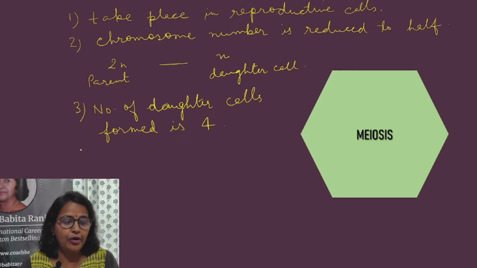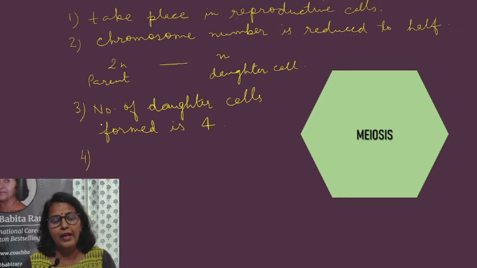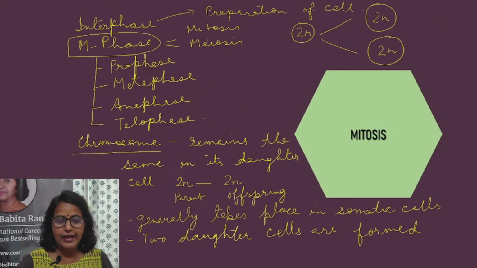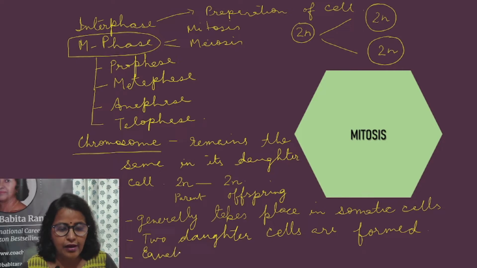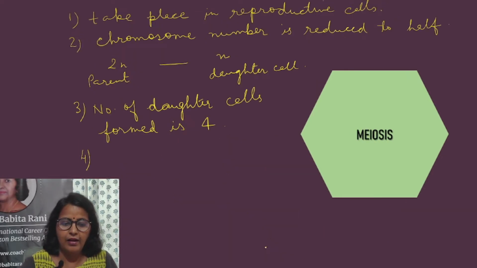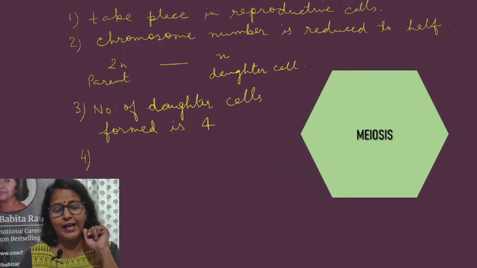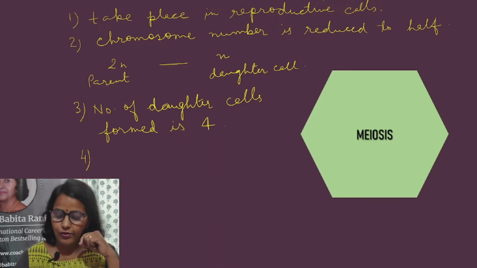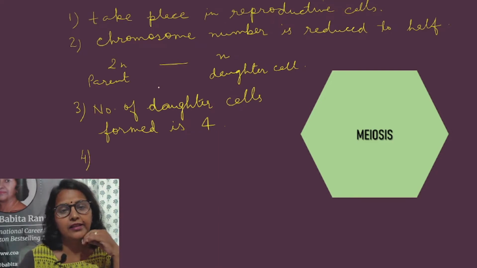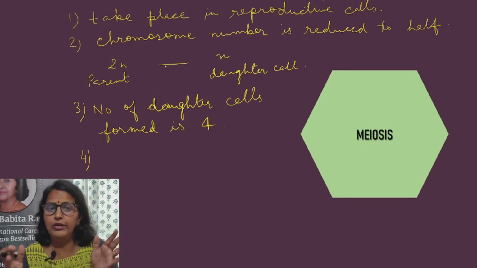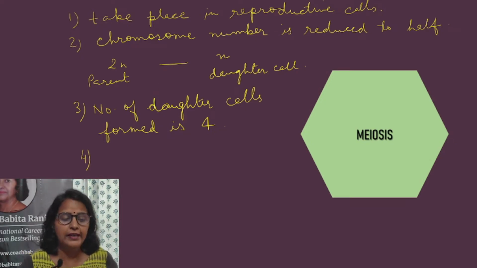If the number of chromosomes is the same, the division is known as equational division. So the mitotic division is equational division. Why is it called equational division? Because the number of chromosomes formed is the same. Now here the number of chromosomes has been reduced to half. So what kind of division is this? This is reductional division. Reduction in the number of chromosomes is taking place.